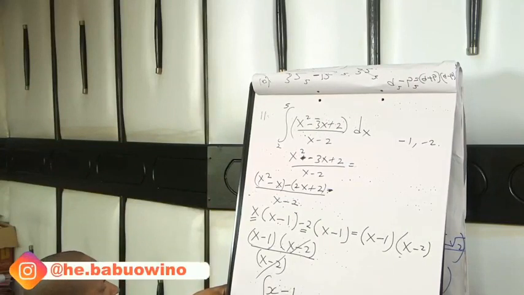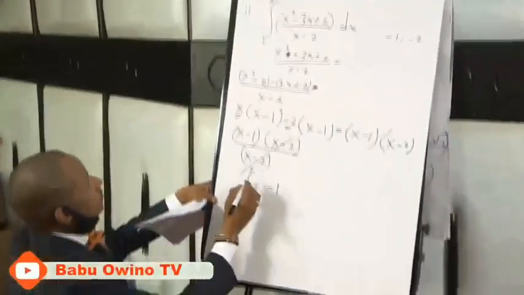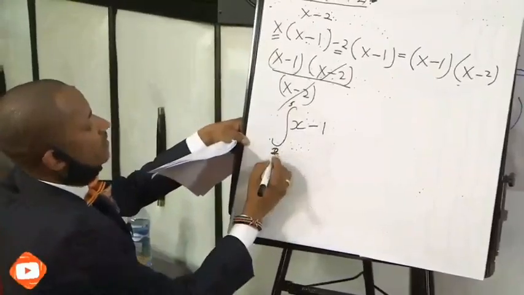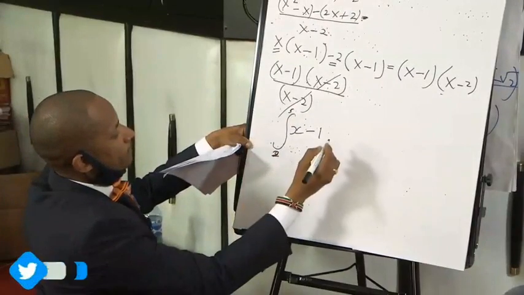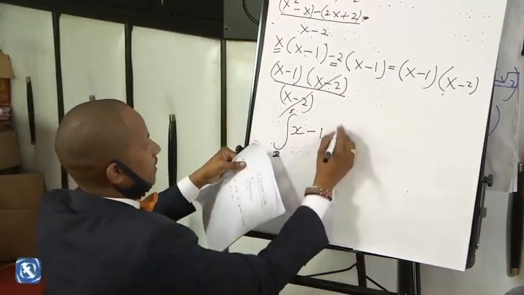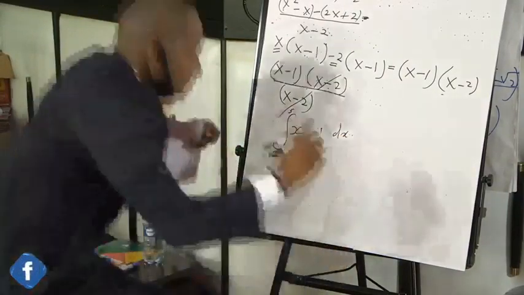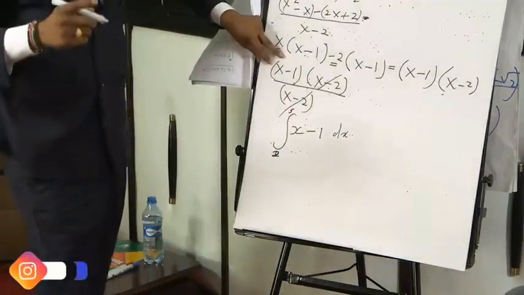So you are told to integrate this with limits of 5 and 2. Okay? 5 and 2 dx. So we want to integrate this value. So I want to start on a fresh page on the integration.